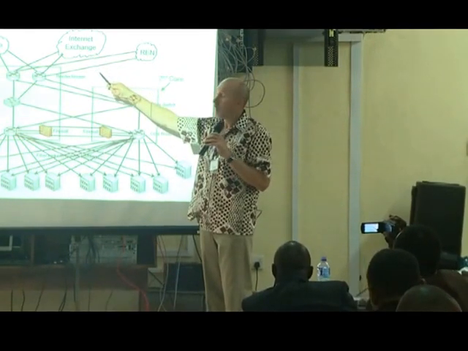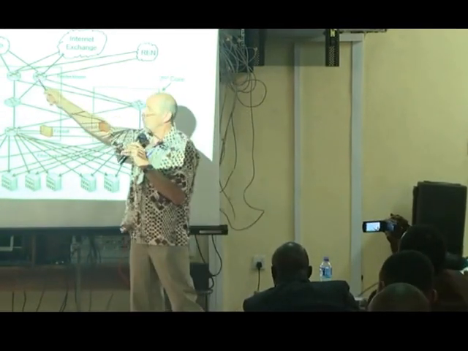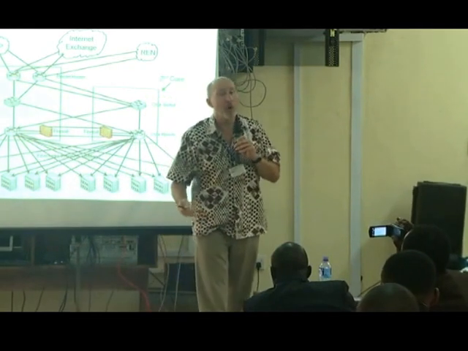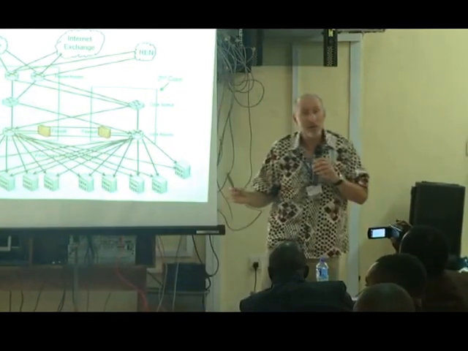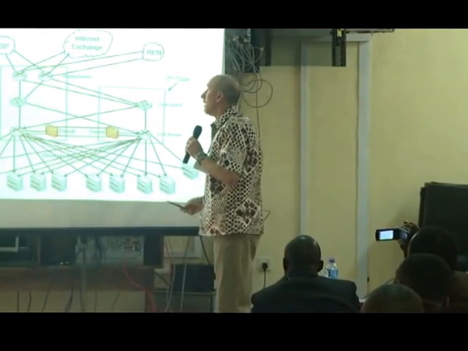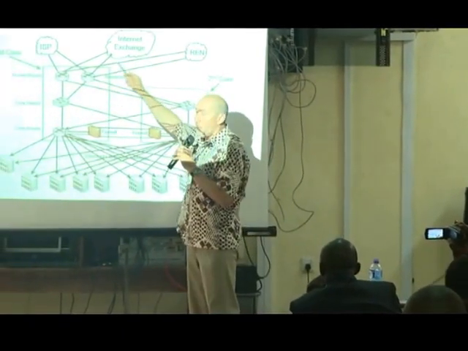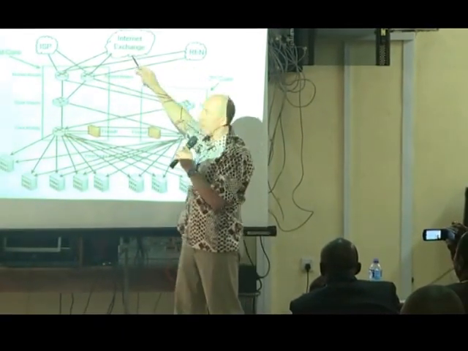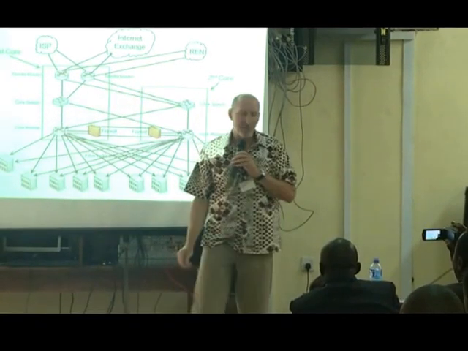So I have 2 border routers. Why 2? So that if one fails, I'm okay. Each of the border routers is connected to the REN. Each of them is connected to the internet exchange. Each of them connects to the ISP.